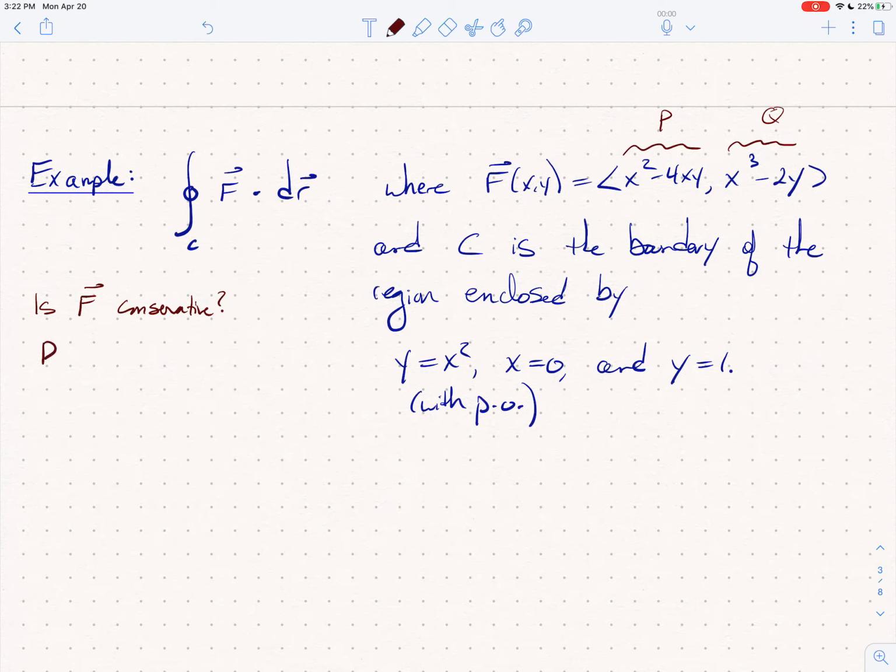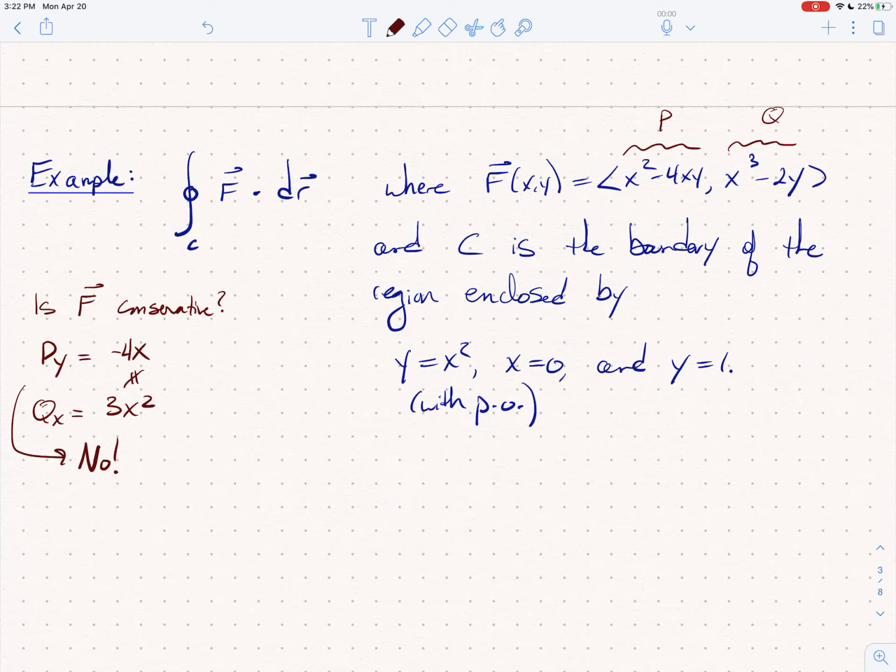So let's say, is F conservative? And so we'll do our test, and so we're just going to compute P partial Y, and we get, what, -4. And then we're going to compute Q partial X, and we get, what, 3x squared. Sorry, I said P partial Y, that's -4x. I don't know why I dropped the x. P partial Y is -4x, Q partial X is 3x squared. And so it's clear that these are not the same. So we'll just put a not equals there, and so we can say a big no, F is not conservative.